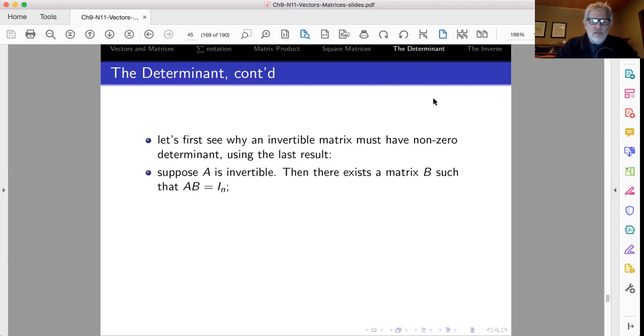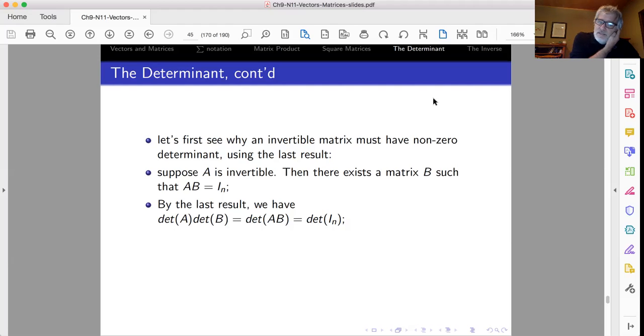Okay, so now let's apply our last result. What does it say? It says that the determinant of a product is the product of the determinants, right? So if you look at this equality here, A times B is the identity. It means that the determinant on both sides have to be the same, obviously. And the determinant of A times B is the same as determinant of A times determinant of B, okay?